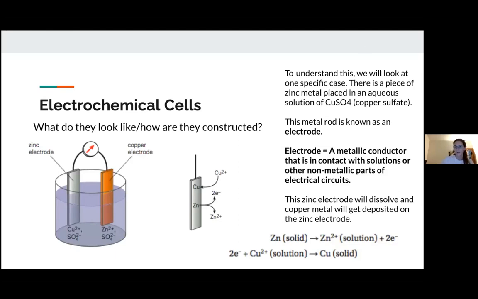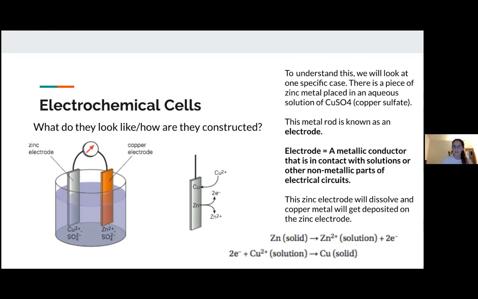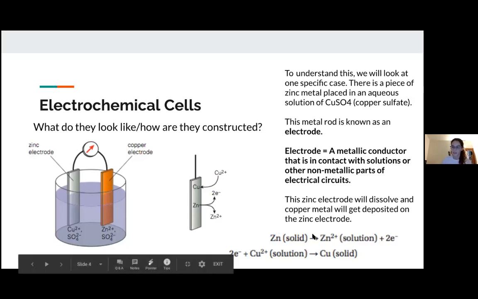Now we're going to talk about a more realistic situation with metals. To understand this, we'll look at a specific case in which there's a piece of zinc metal placed in an aqueous solution of copper sulfate, as seen here. The metal rod is known as an electrode, and an electrode is a metallic conductor that is in contact with solutions or other non-metallic parts of electrical circuits. Once it's placed in the copper sulfate, the zinc electrode will dissolve and the copper metal will get deposited onto the zinc electrode. This is seen in these equations with the solid turning into the zinc in solution and the copper in solution turning into the solid.